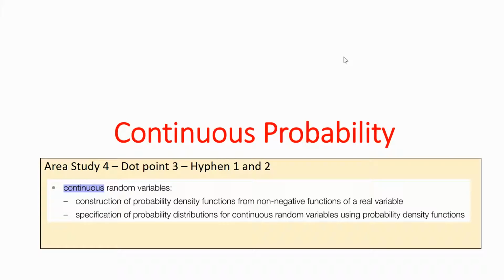Chapter 15. Here we go. Continuous probability is what we're on. Every theory that I taught you so far in chapter 13 and chapter 14 applies to everything. Everything I taught you, find the mean, find the variance, find the standard deviation, you're doing exactly the same thing.